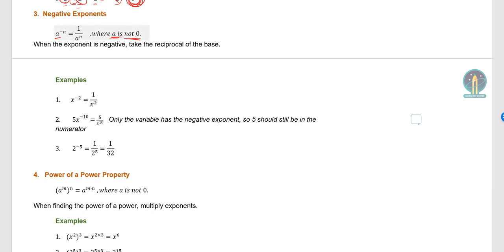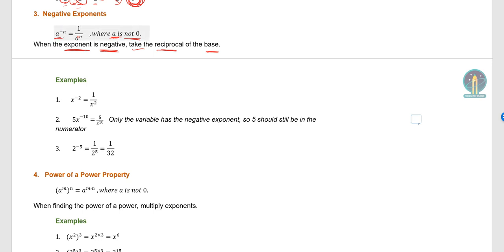So a to the minus n is the same as 1 over a to the n. And what does this mean? When the exponent of a certain power is negative, take the reciprocal of the base while keeping that same exponent, of course. So just flip the base over.